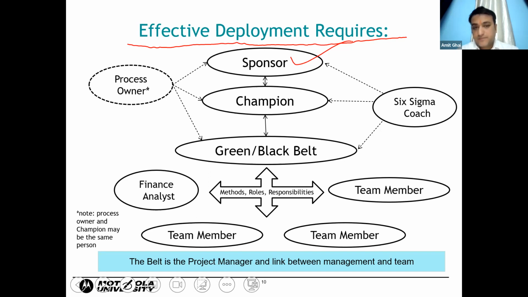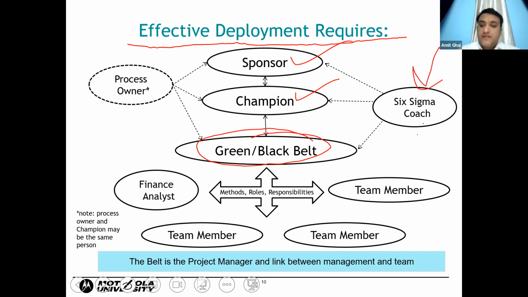Then comes the role of champion. This is the person who is going to support you in your day-to-day challenges when you are doing a Six Sigma green belt or black belt project. It is very important that you have somebody who has the influence and thorough knowledge about the process where you are going to conduct your project. And here you are sitting as a green belt or black belt.